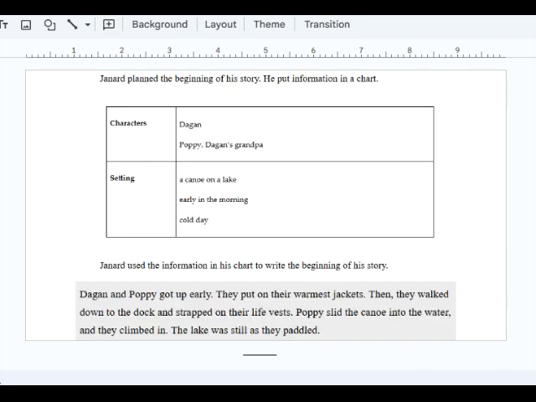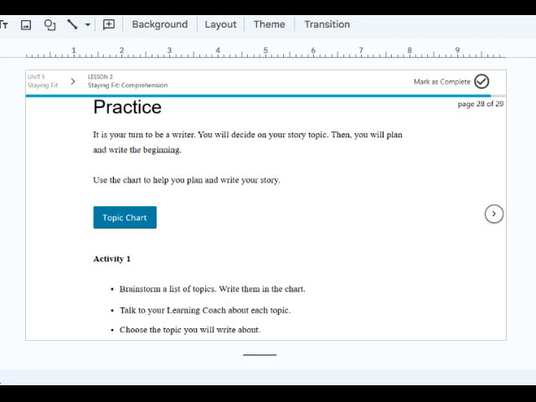Gennard planned the beginning of his story. He put information in a chart. He knows his characters are going to be Dagan and Poppy, who is Dagan's grandpa. He knows his setting is going to be in a canoe on a lake, early in the morning, on a cold day. Gennard used the information in his chart to write the beginning of the story. So here's just the beginning, which is what I just read on the other slide. All right, let's keep going.